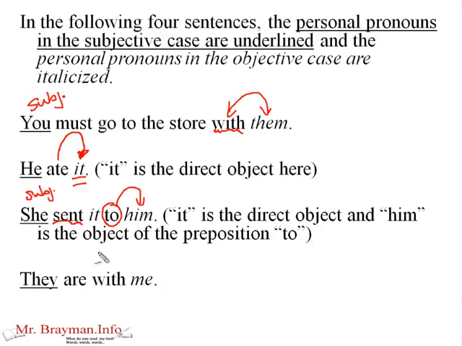Finally, they are with me. This is, once again, in the subjective case, and again, it's the subject of the sentence. Are is a form of the verb to be. With me. Me is in the objective case because it's the object of the preposition with. Okay, so again, pronouns in the subjective and objective case, amazing that our brains can do this so naturally.